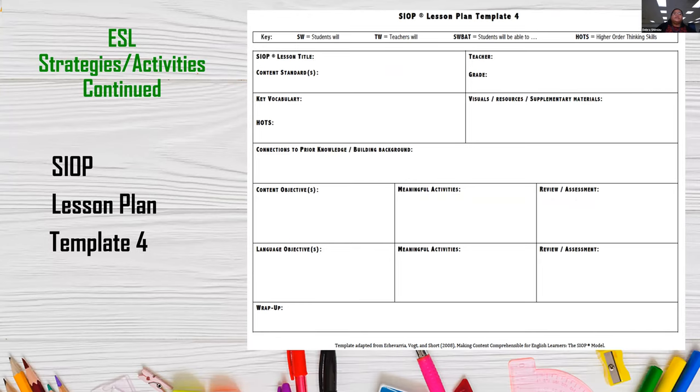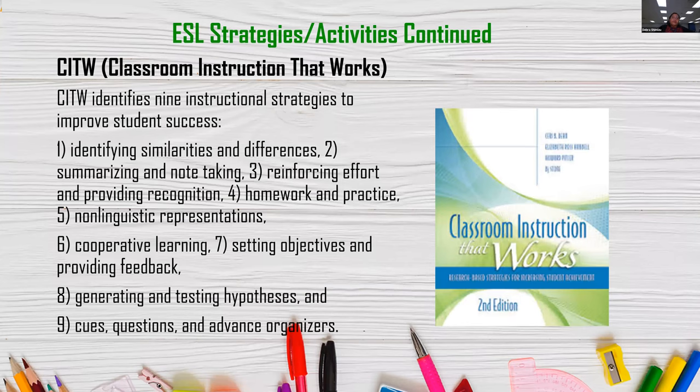There are other strategies that we utilize for English learners. This one is the CITW, which is the Classroom Instruction That Works. And as part of this, you have 9 instructional strategies to improve the success of our ELs. The first one is identifying similarities and differences. Secondly, summarizing and note-taking. The third, reinforcing effort, that is, providing recognition.